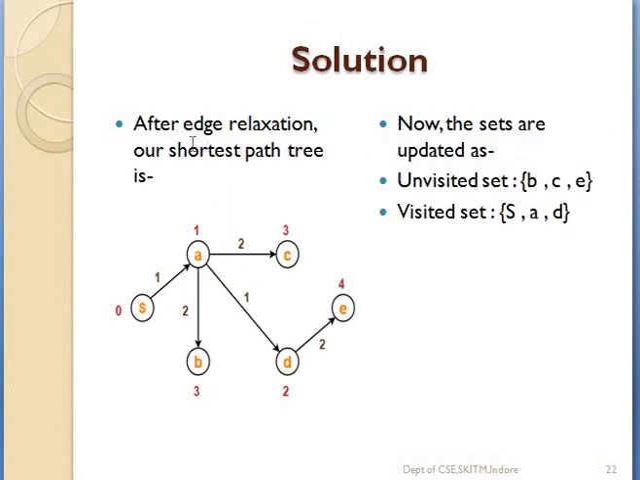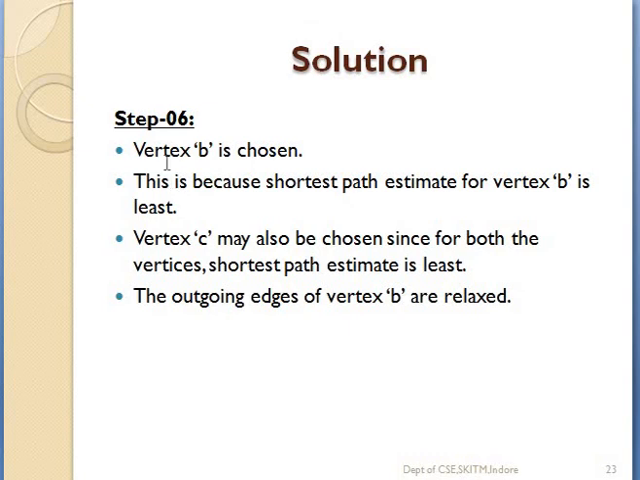After the edge relaxation, our shortest path, if we are approaching from S to E, is S to A, A to D and D to E, and the total cost involved here is 4. So the visited sets are S, A and D. Unvisited sets are B, C, E. So next vertex B is chosen.